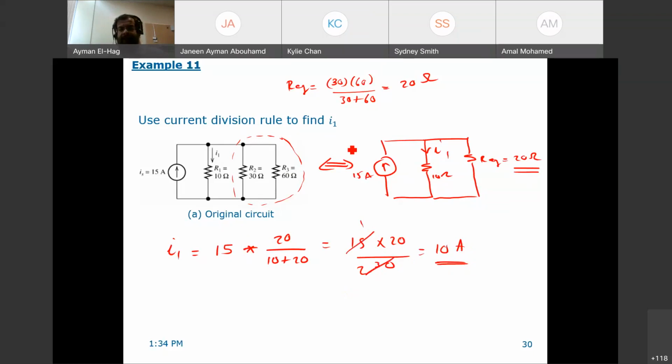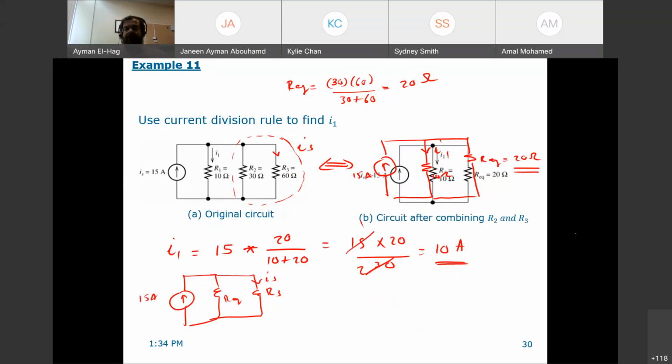What if I want to find the current that goes in R3? What should I do? What do you think, guys? If I want to find I3, not I1, what should I do? Okay, excellent, Mariam. So what you need to do first is find the equivalent of R1 and R2. You don't add them, they are still in parallel. So you find R equivalent, and your circuit will basically become this: the 15 amp source, your R equivalent, and then R3. This is your I3. So your R equivalent is 10 times 30 divided by 10 plus 30. And you can do the same thing.